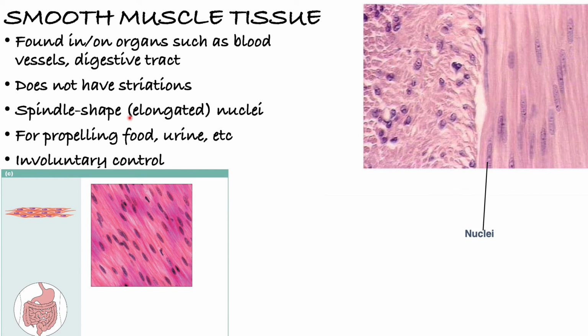The smooth muscle in your stomach contracts to basically break down the food. You have smooth muscle in your bladder, helping to propel and move urine out. So this is going to be the end of histological muscle tissue.